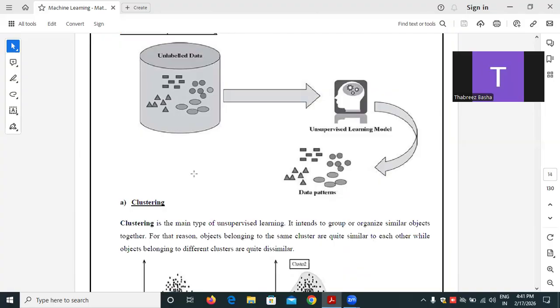Suppose the diagram is observed. Unlabeled data is the input data. The unsupervised learning model is the architecture or working process. Finally, data patterns are the classification of the data. We can observe the unlabeled data: square boxes, triangles, oval shapes, circles are the given input data. It is processed by the learning model. After display, the result is rectangular boxes separate, squares, circles, triangles, and oval shapes separate. This is the data pattern process.